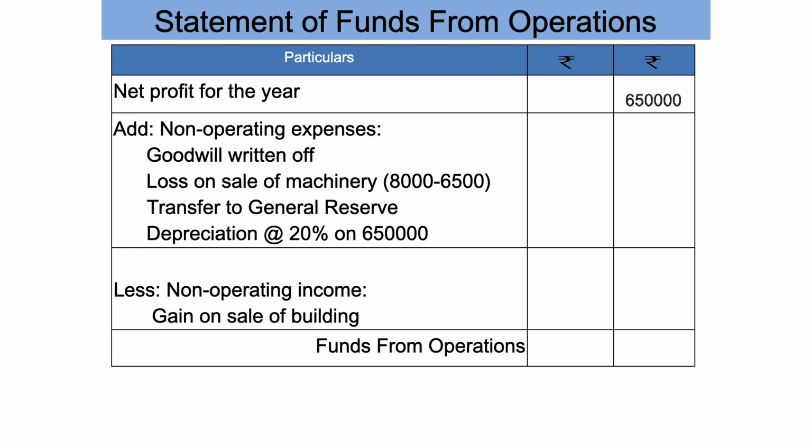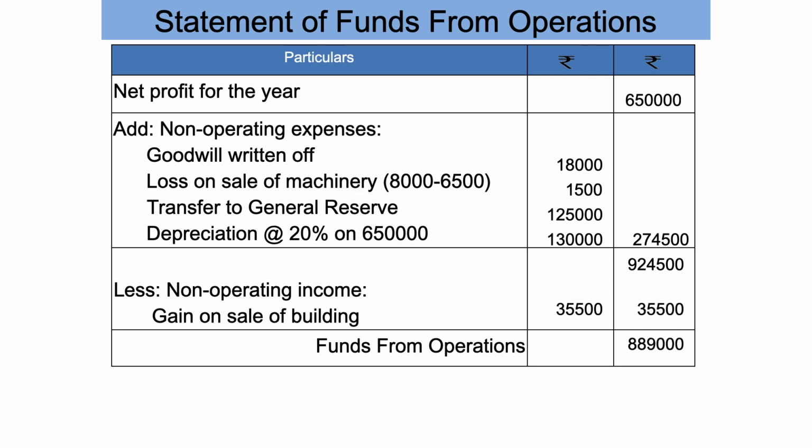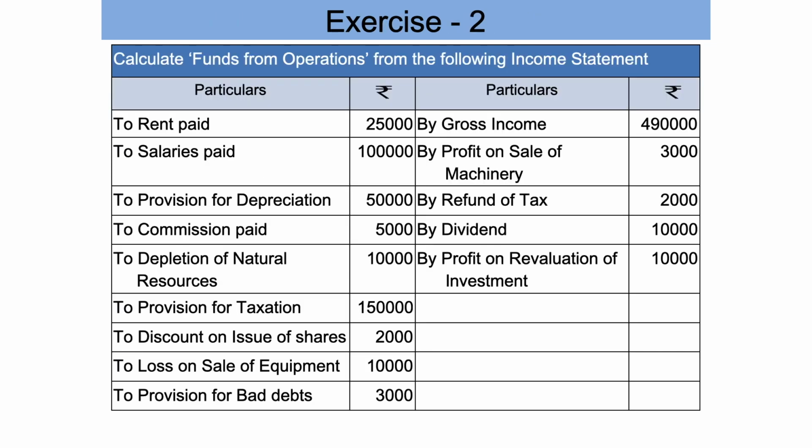The same exercise problem is prepared in statement form. Net profit, add non-operating expenses, goodwill, loss on sale of machinery, transfer to general reserve, depreciation. So total 9,24,500 less non-operating income, gain on sale of building 35,500. So balance 8,89,000, funds from operations. We go for another example.